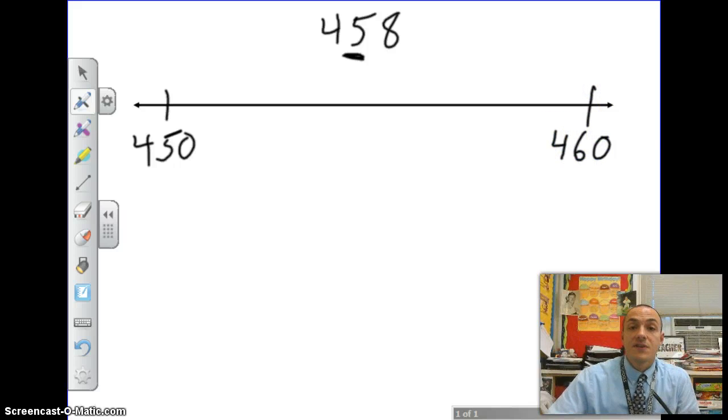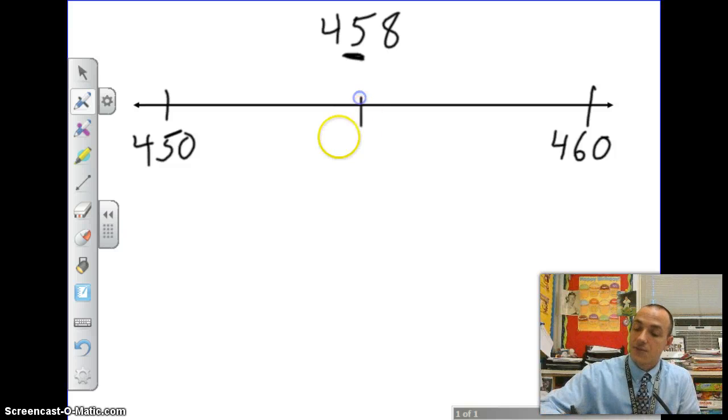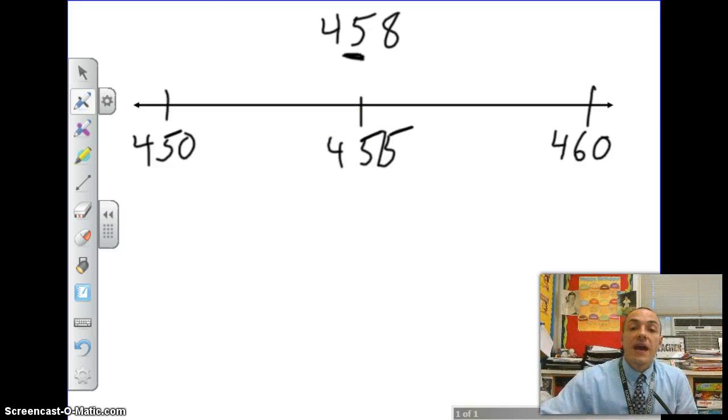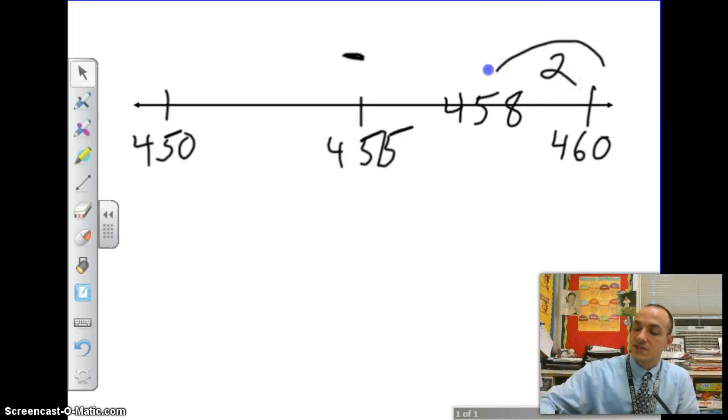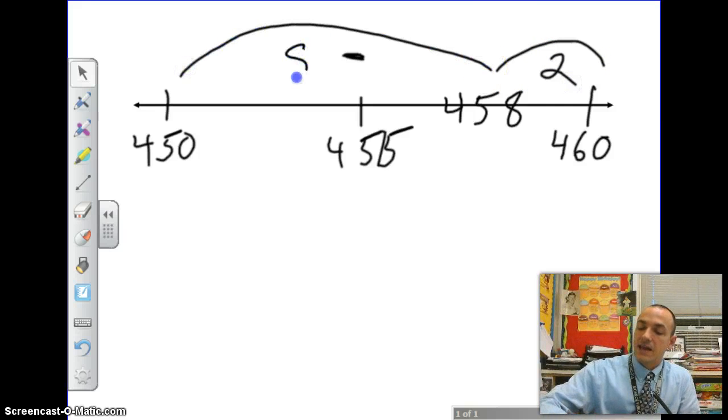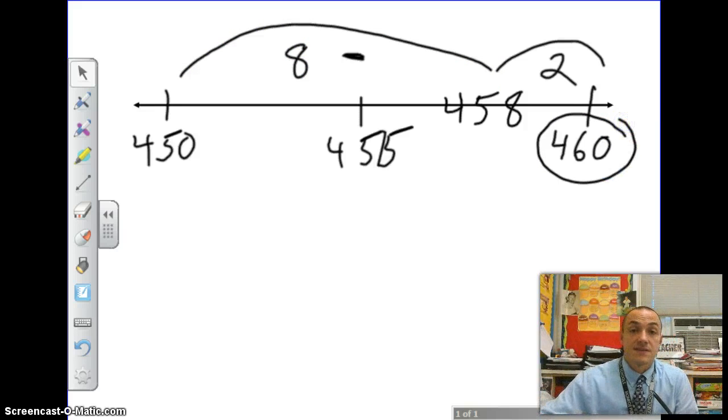So like we've done the previous two times, let's find our halfway point. So halfway between 450 and 460 is 455. So now I can look at my number 458 and I can tell that 458 is a little bit more than 455 and it's closer to 460. In fact, it is 2 away from 460 and it is 8 away from 450. So I would round this number up to 460.